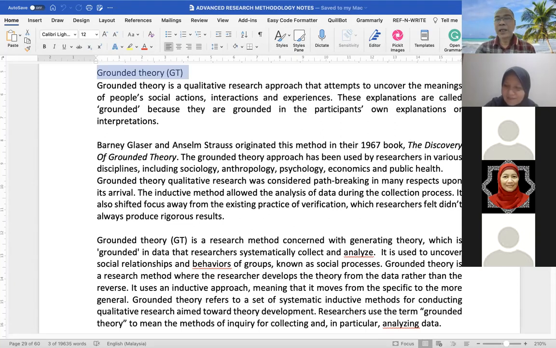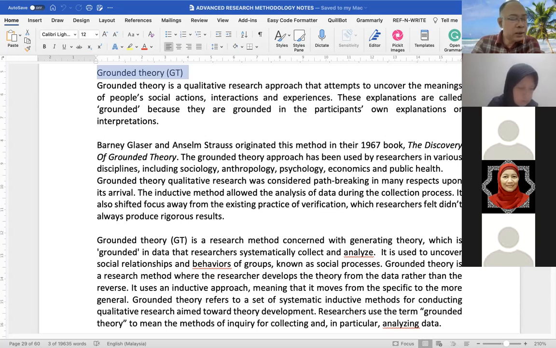Okay, so let's review grounded theory. Before that, let me remind you that Colloquium 1 will be held on the 14th of April. So get ready with the draft of the initial plan. Most of you have submitted, but you can still upgrade and improve. If you find that there are still some mistakes, you can still improve.